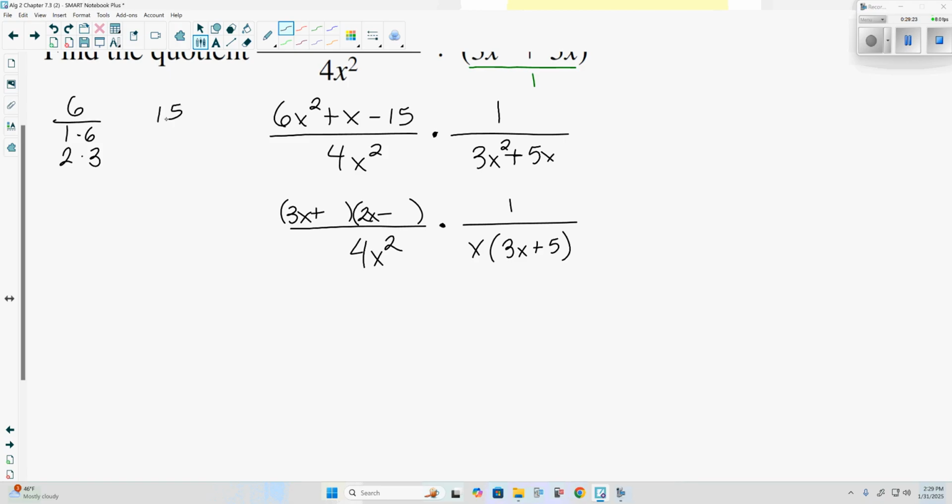Let's see the factors of 15. 1 and 15, 3 and 5. We'll put the 5 with the 3x so that we do have matching terms. Now we can check this and make sure. 3x times negative 3 would be negative 9x. 5 times 2x is plus 10x, giving us the positive 1x that we want.